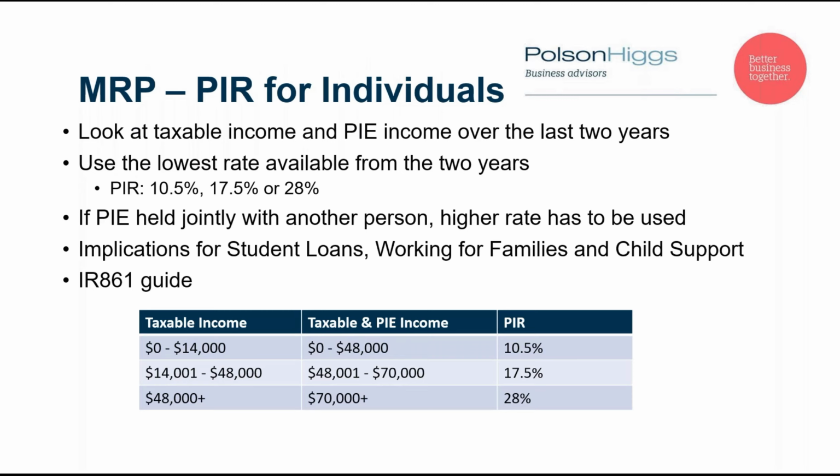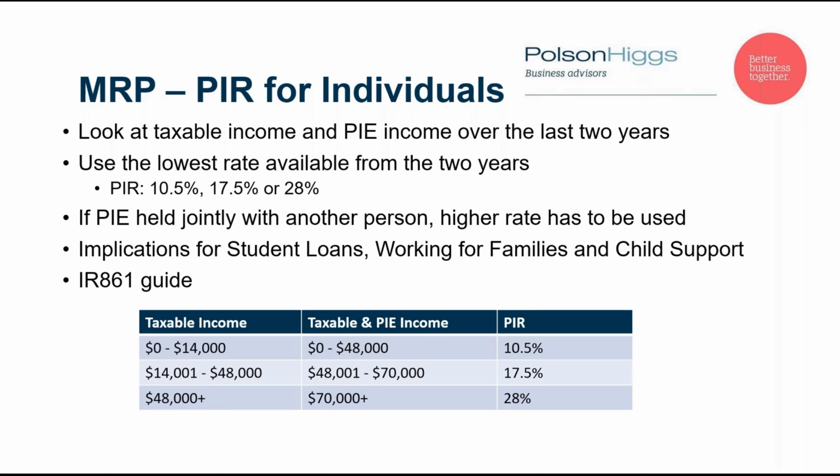So now we'll look at how to determine the PIR rates for various entities. First up is individuals. There are 3 rates available: 10.5%, 17.5% or 28%. The 0% rate can't be chosen for an individual, but as I mentioned previously, sometimes they may be switched to this rate in the period that they exit the investment. So the correct rate for an individual is found using this table below.